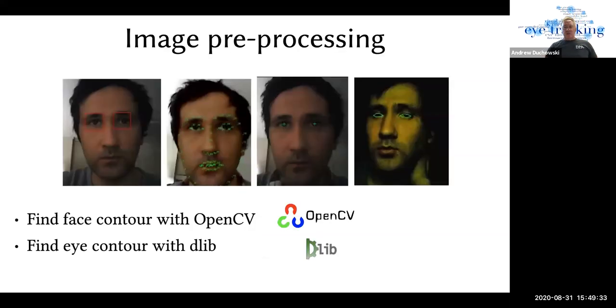Okay, so here's the image pre-processing, and it's all open source. You can do a good deal of this yourself. Find the face contour with OpenCV, so this is the Viola-Jones detector. Haar cascading filters work nicely here to find the face. In fact, they come with specific detectors for the eye regions, nose and mouth, which work pretty well.